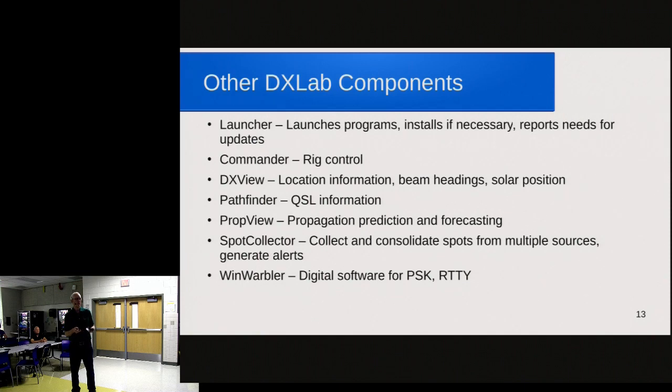Pathfinder helps you find addresses for QSLing. PropView does things like where is the gray line, what parts of the world are light and dark right now, that sort of thing. Spot Collector will let you configure a number of spotting sites. It'll consolidate them into one, and if you want, it will do things like bounce against your log and figure out if there's anybody that you need in the spots. WinWarbler is digital mode software, which I don't actually use. I think there are some other leading products in that space.